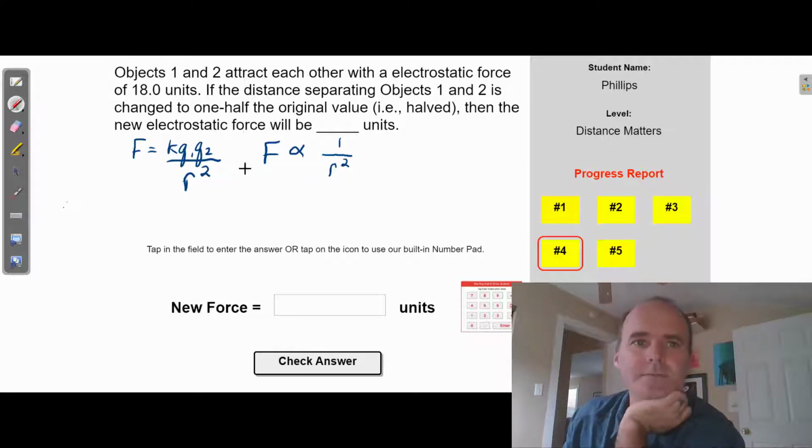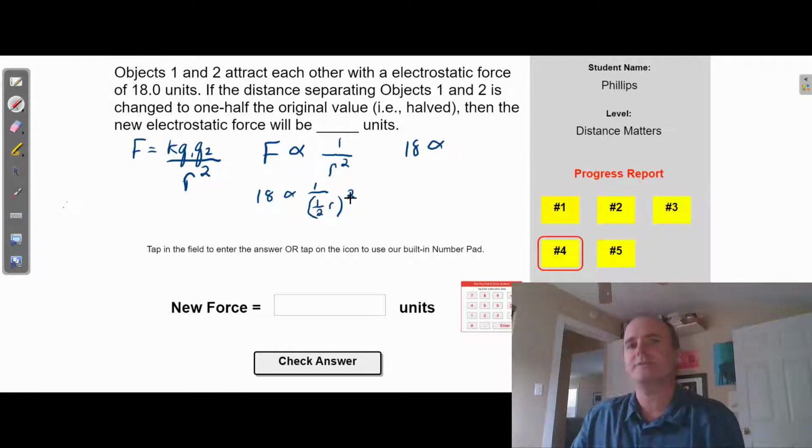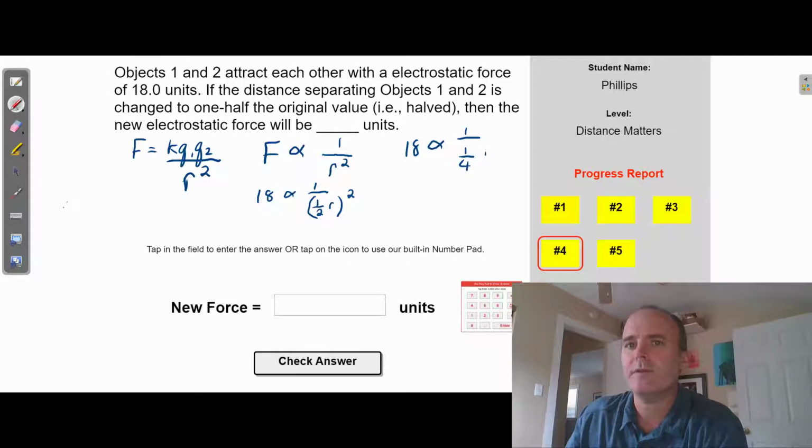So the force here is 18, and then I have the radius halved. So I have (1/2 r) squared, this whole thing is squared. Notice I did a 1/2 squared here, so let me rewrite this up here. Whenever I have something squared, I'm going to put it like this. So 1/2 squared is 1/4, because 1 squared is 1, 2 squared is 4. So I have 1/4 r squared.